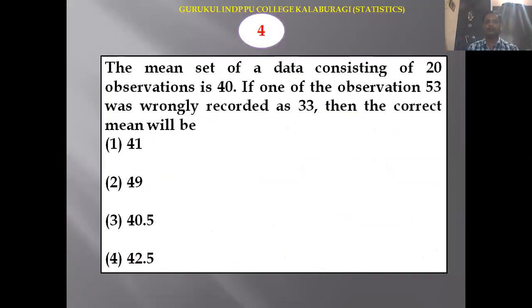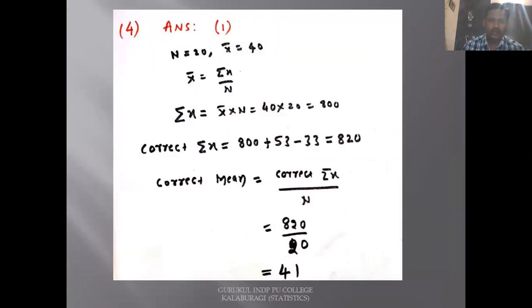Next I'll move into the fourth question. See the question carefully. The mean of a set of data consisting of 20 observations is 40. If one of the observations, 5, was wrongly recorded as 33, then what will the correct mean be? Now listen carefully to this question. The mean of a set of data consisting of 20 observations is 40. So let n equal 20, because we have 20 observations.